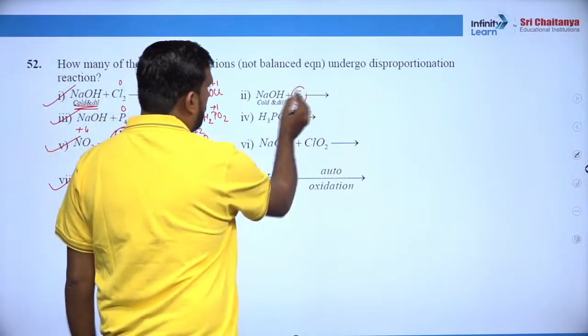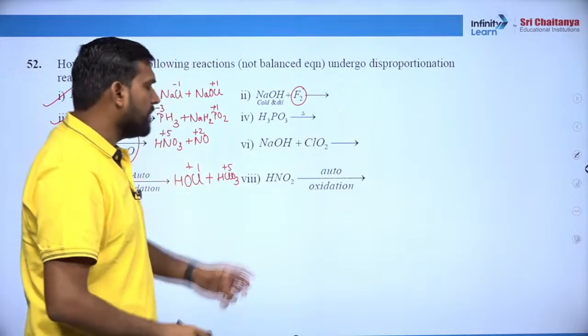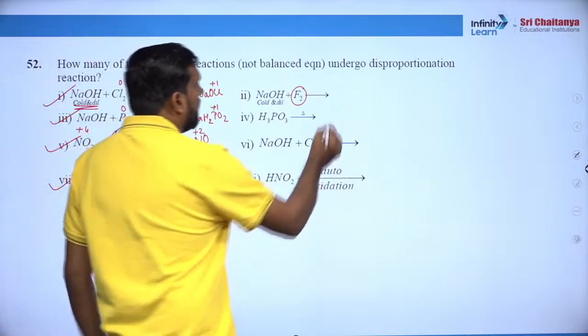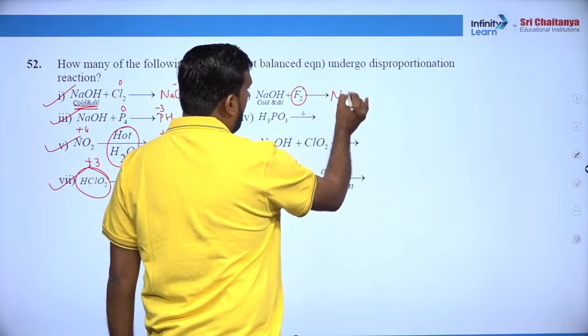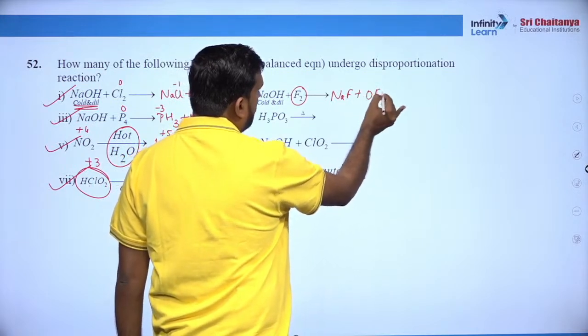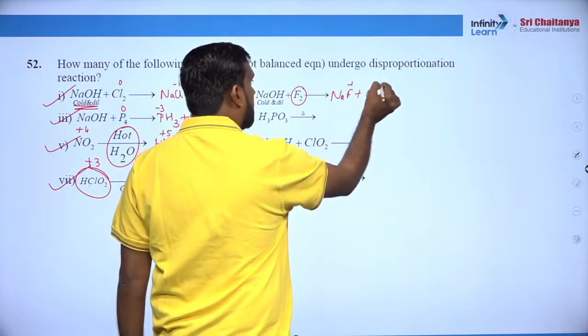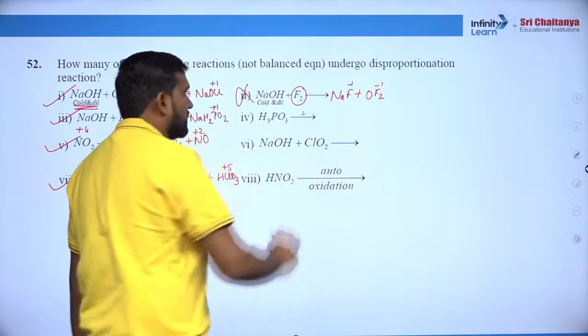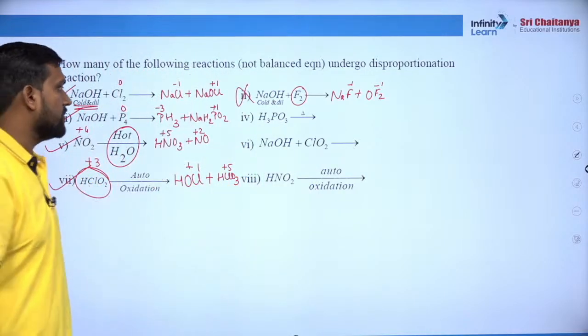Fluorine can't undergo disproportionation actually. Why? If it gives a product like NaF and along with that OF2, in both of them fluorine is present in -1 only. So this is not the disproportionation. This is not the disproportionation.